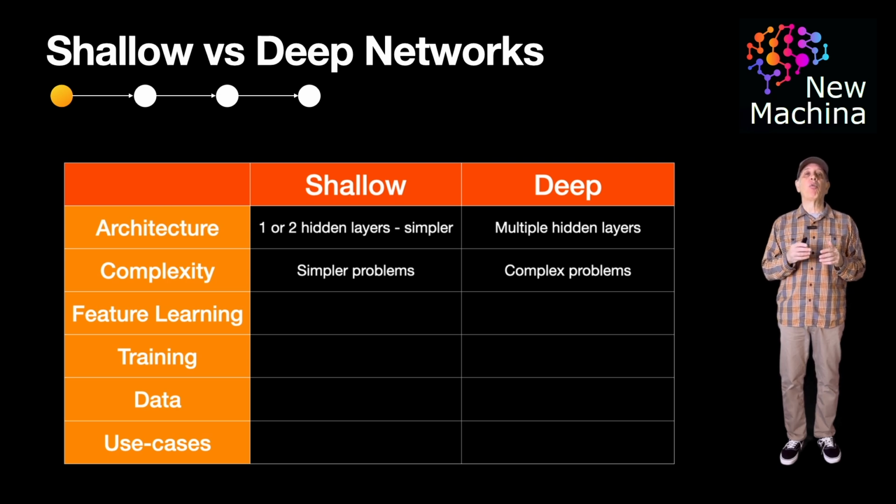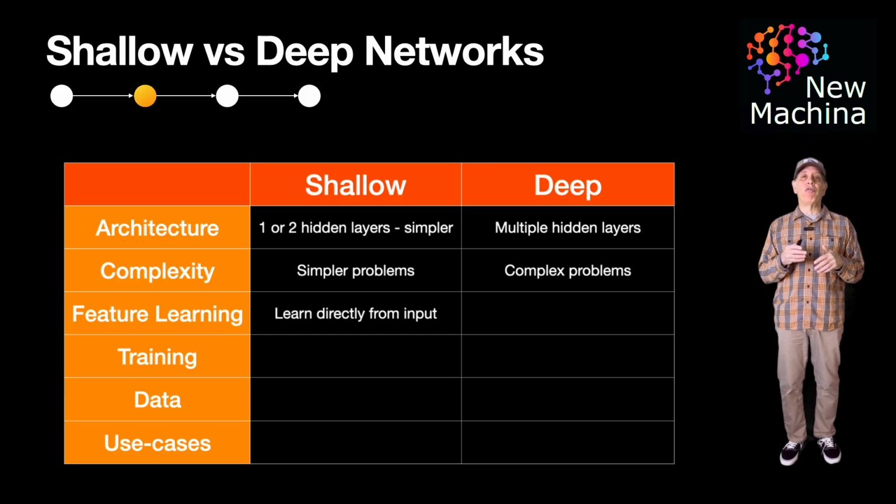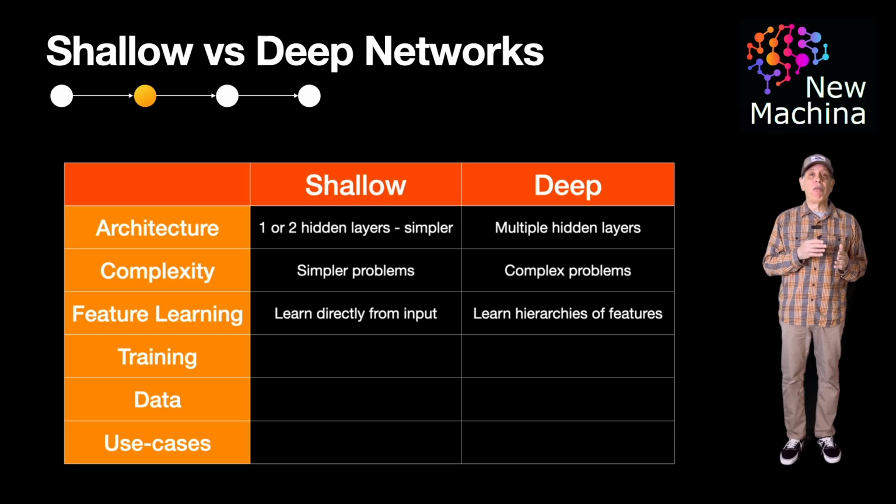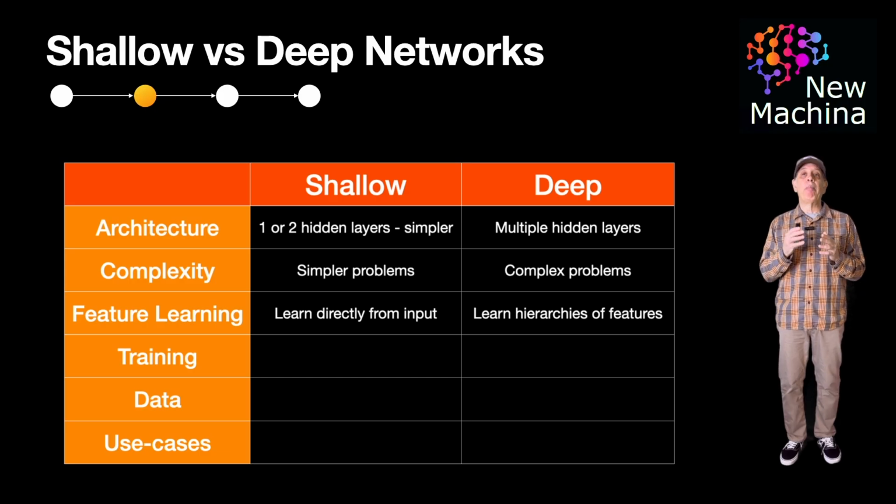Next, how are they different with regard to feature learning? Well, shallow networks learn features directly from the input. Alternatively, deep networks are better able to learn hierarchies of features, starting with low-level features in early layers and building to more complex high-level features in deeper layers.